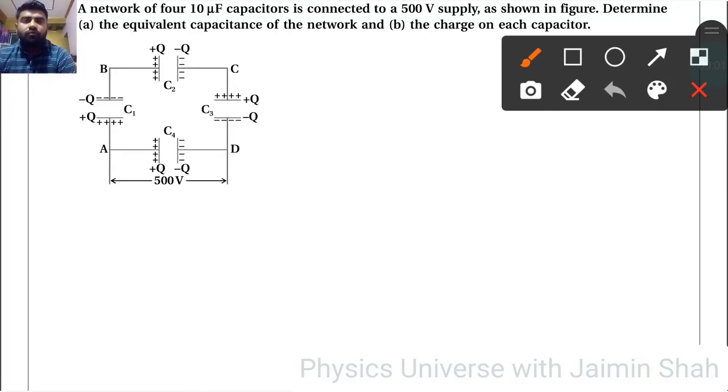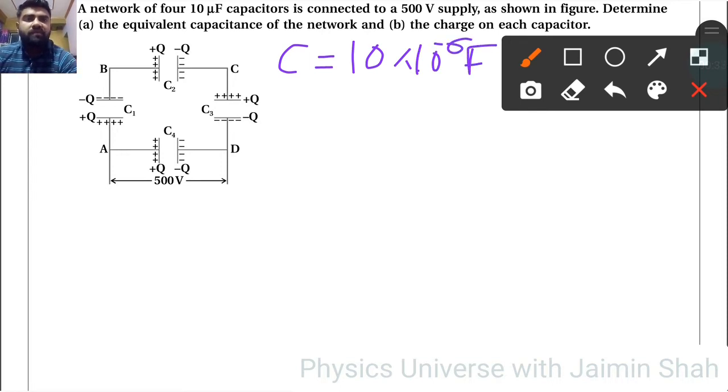A network of four 10 microfarad capacitors is connected to a 500 volt supply as shown in the figure. Determine (a) the equivalent capacitance of the network, (b) the charge on each capacitor. So first of all, the capacitors are given, C of each is 10 microfarad. 10 microfarad means 10 into 10 raised to minus 6 farad.